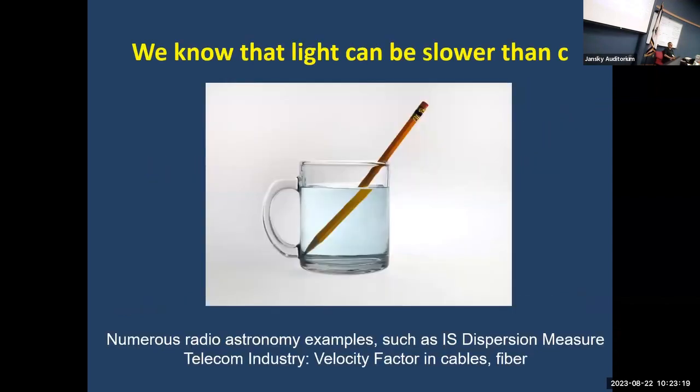Now, we all know that light can be slower than C. It happens all the time in radio astronomy, particularly the pulsar people are constantly dealing with dispersion measure. In the telecom industry, which I came from, we're constantly focused on velocity factor in cables and fiber.